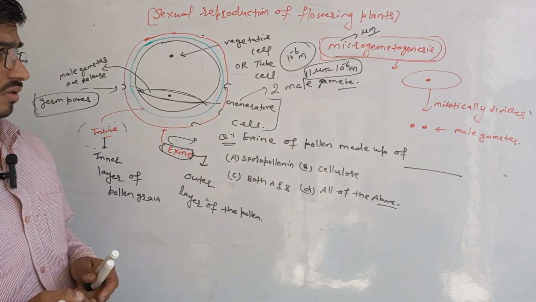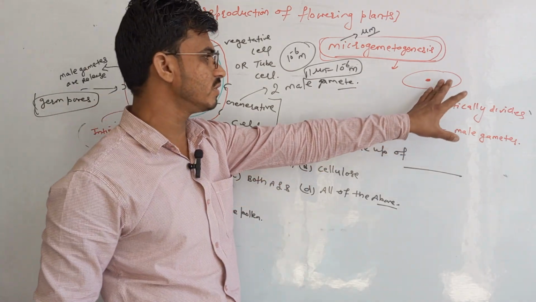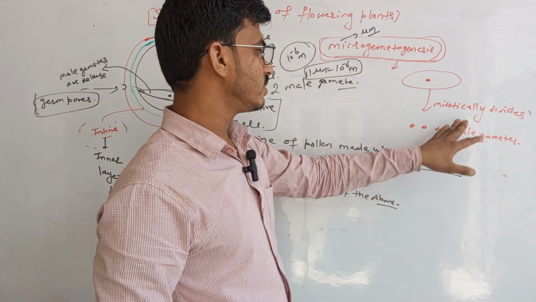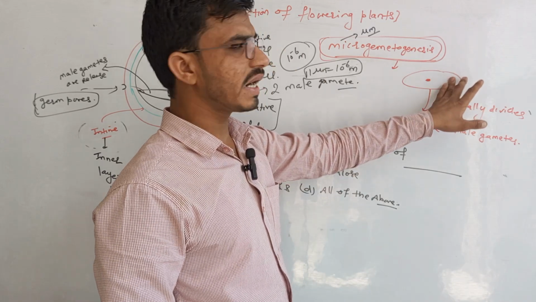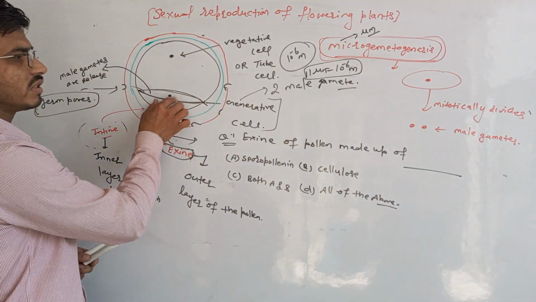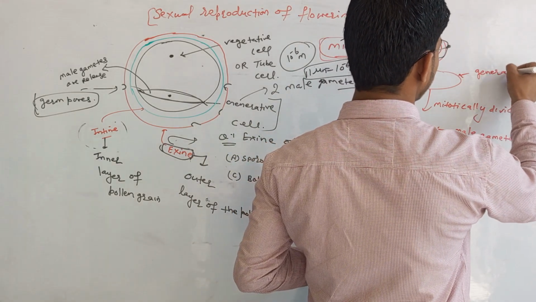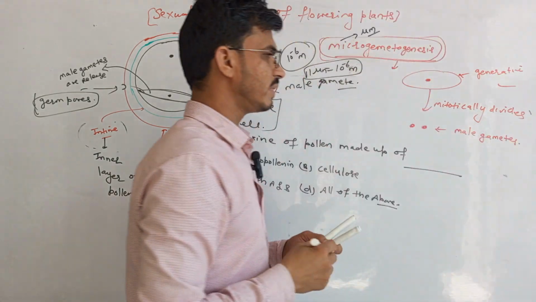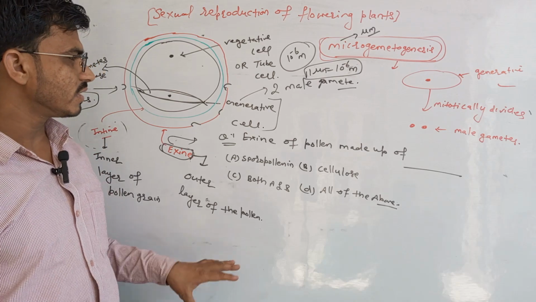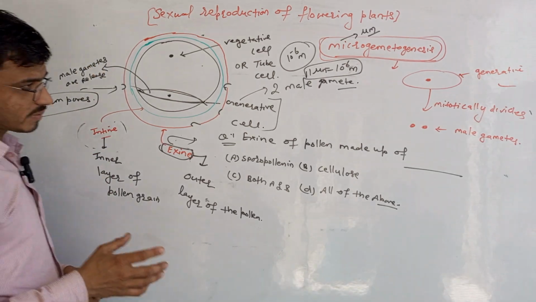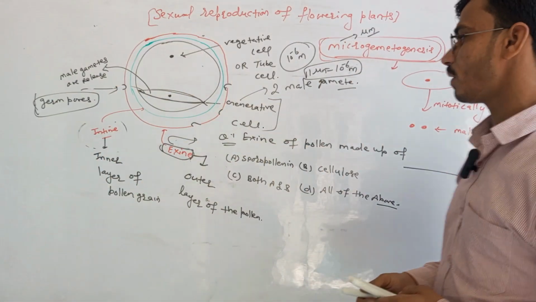Gametogenesis is the formation of gametes from the generative cell. The generative cell mitotically divides to form male gametes. This is all about the microsporogenesis process or microgametogenesis process.